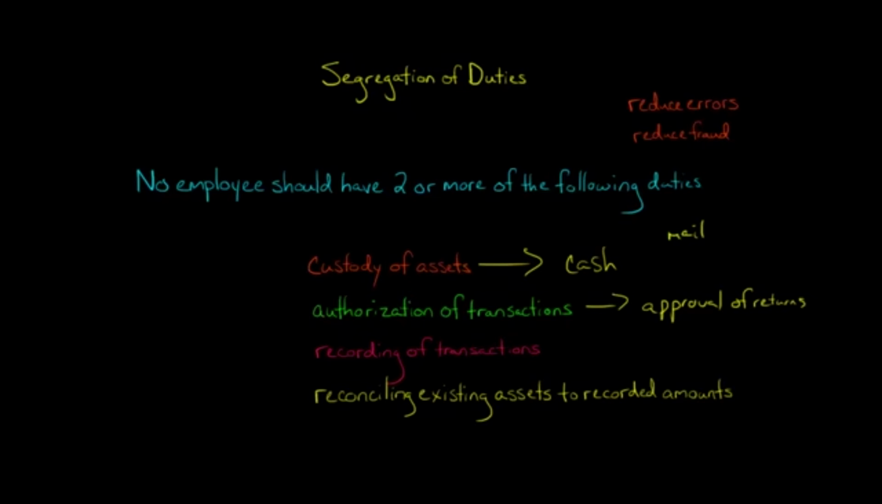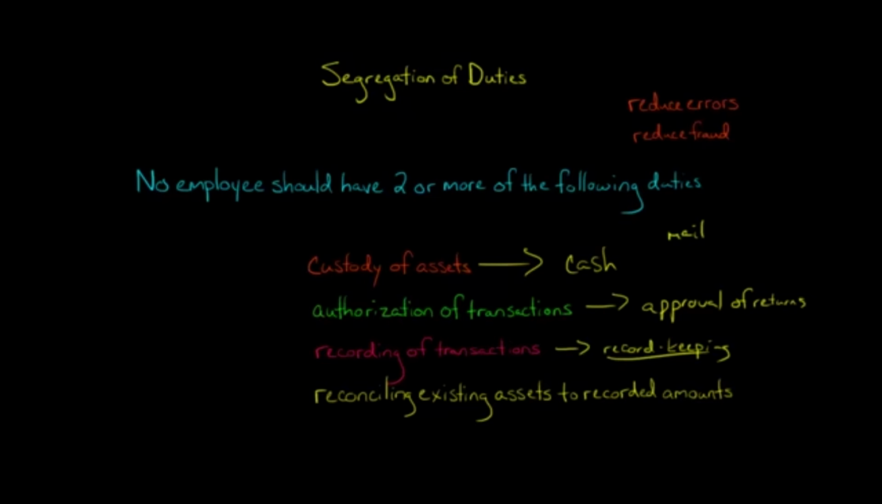Recording of transactions has to do with the record-keeping aspect of who is actually making the journal entry. If we're talking about cash again, who is the one that, when we receive a check in the mail, actually records in our accounting system that, okay, customer A has paid their bill. We just received $10,000 from them.